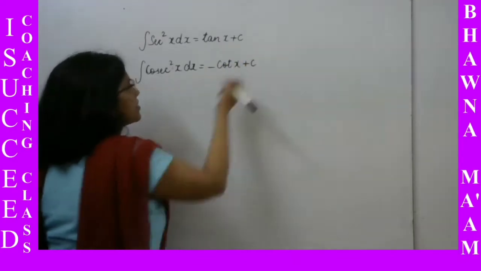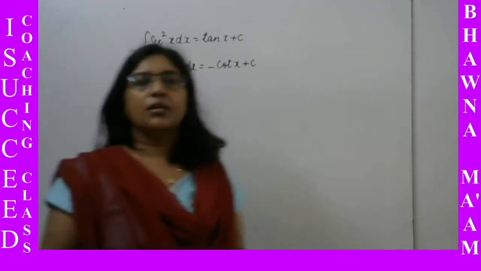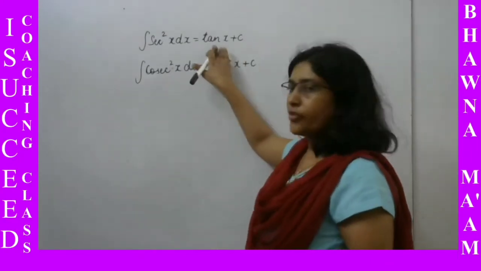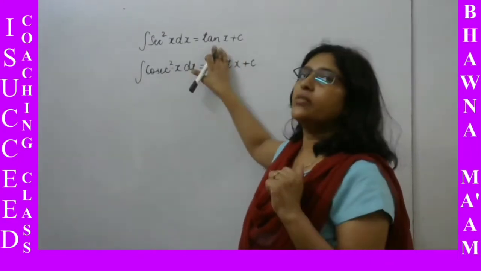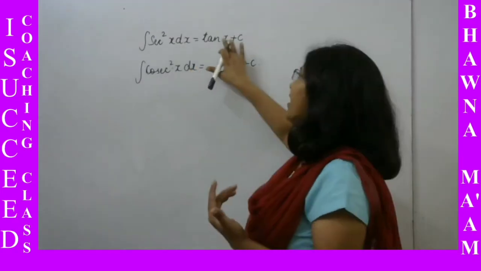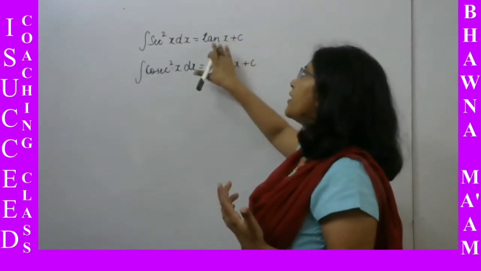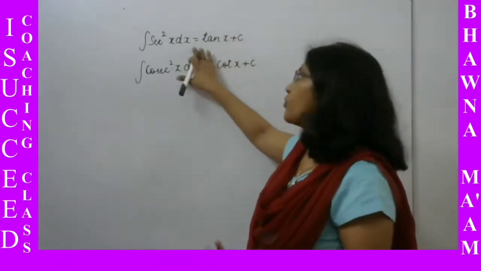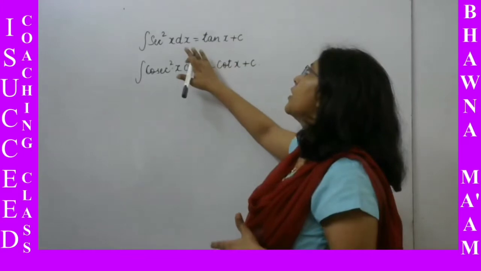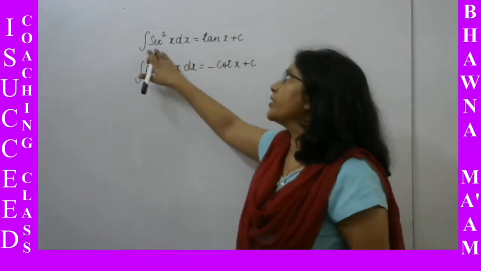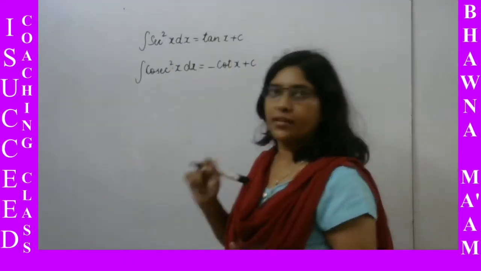We also discussed that we need to write c because the derivative of tan x is sec square x, and the derivative of tan x plus 1 is also sec square x. Any constant you take, the derivative of tan is sec square x and the derivative of c is 0. So we know integration is the reverse function of derivative, so integration of sec square x will be tan x.